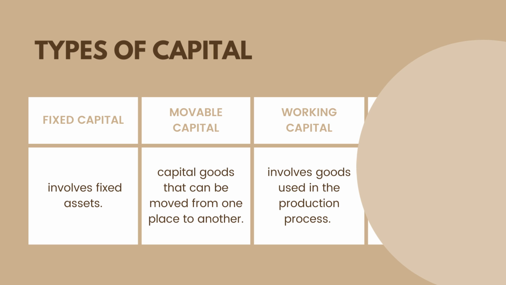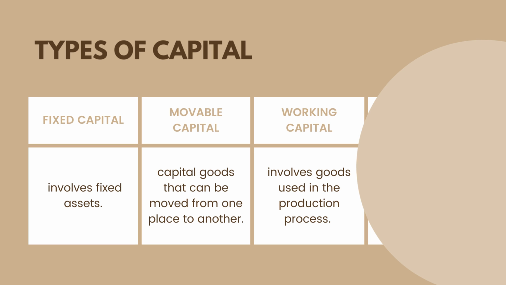Now, we've got three different types of capital. We've got fixed capital. Fixed capital involves fixed assets. They are durable assets that have a long lifespan, such as buildings, land, fences and boreholes. Those are fixed assets, so they fall under fixed capital.